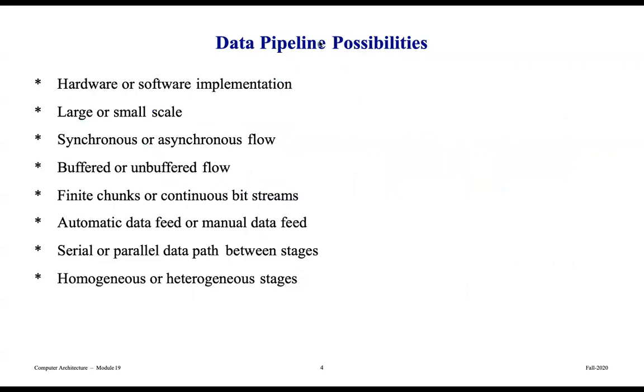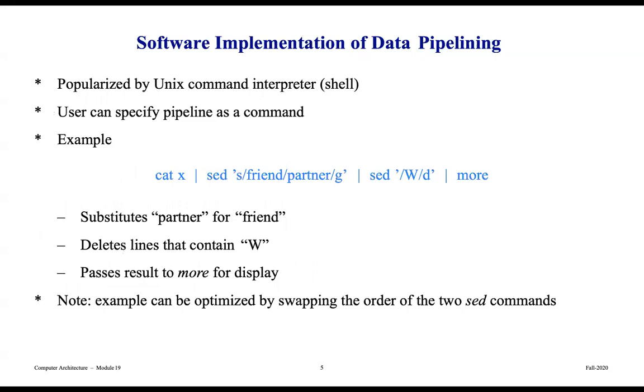So what are some of the data pipeline possibilities? You can have hardware or software implementation. You can have large or small scale. It can be synchronous or asynchronous flow, buffered or unbuffered. It can have finite chunks or continuous bit streams. It can have automatic data feeds or manual data feeds, serial or parallel data between the stages, and homogeneous or heterogeneous stages. So just by reading through that, there's a huge set of possibilities that exist.